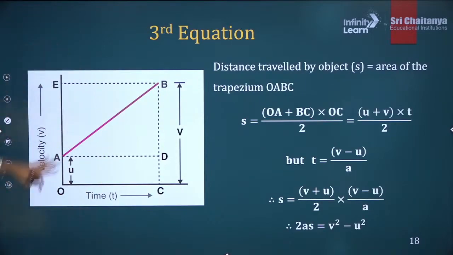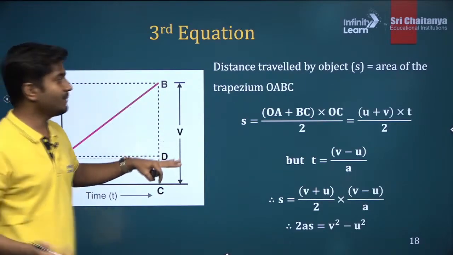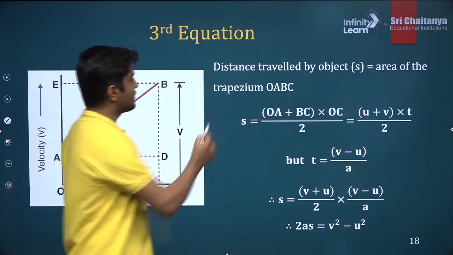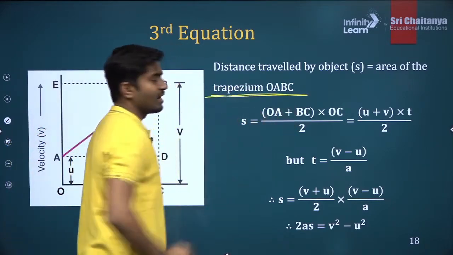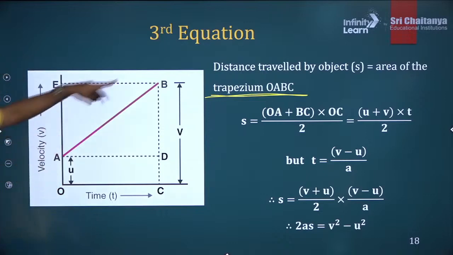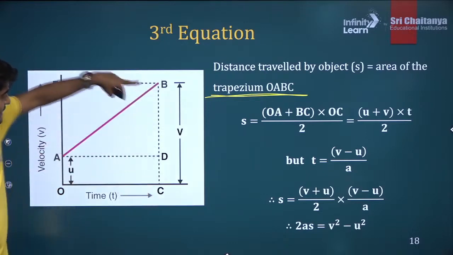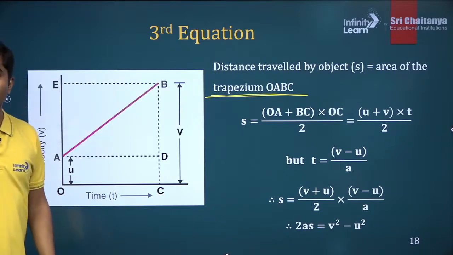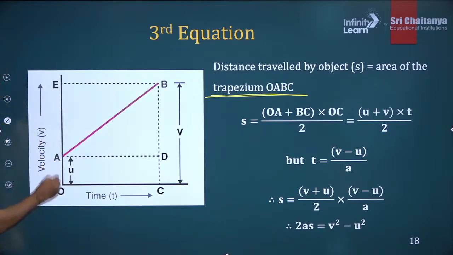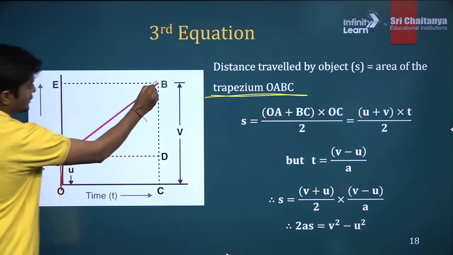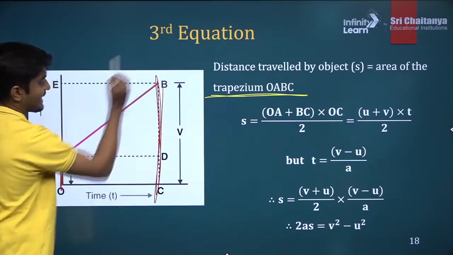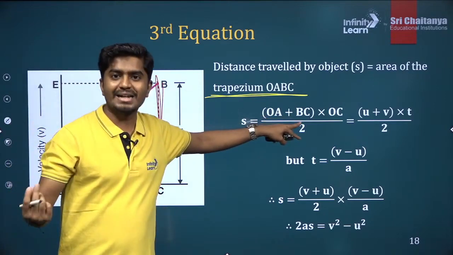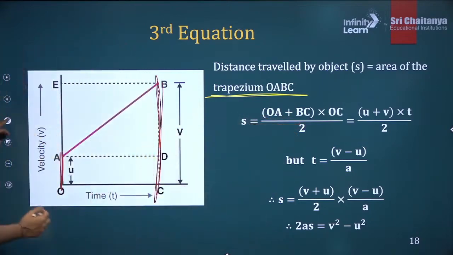And now let's get the third equation. Again the same figure and same strategy. So again the distance or the displacement is nothing but area under this curve OABC, which is our trapezium. So now how will you find the area of a trapezium? These two are the parallel sides. So half into sum of the parallel sides multiplied by height.